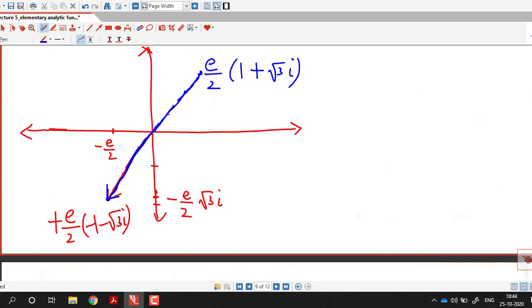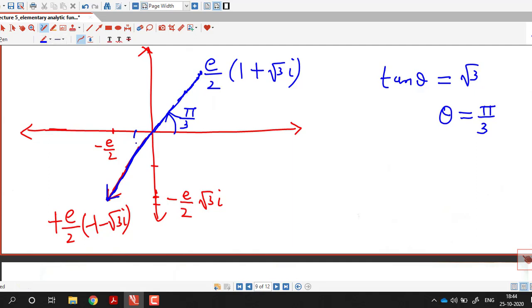So first we find out this angle using the formula that tan theta is imaginary part divided by real part. Here the imaginary part is root 3 times e by 2, and the real part is 1. So if we consider the division of imaginary part with real part, we will obtain tan theta equal to root 3. So this gives theta is pi by 3. So this angle is pi by 3.